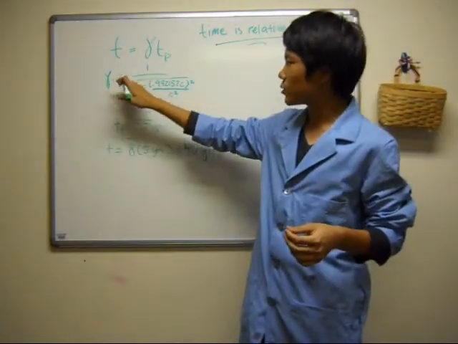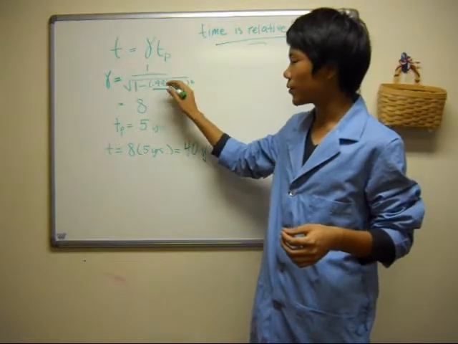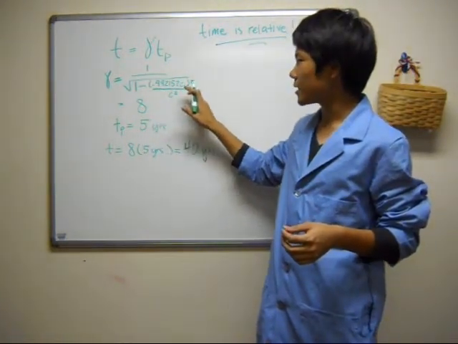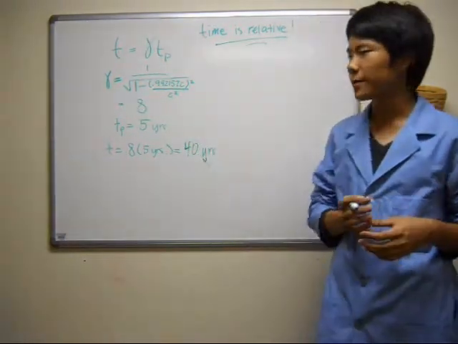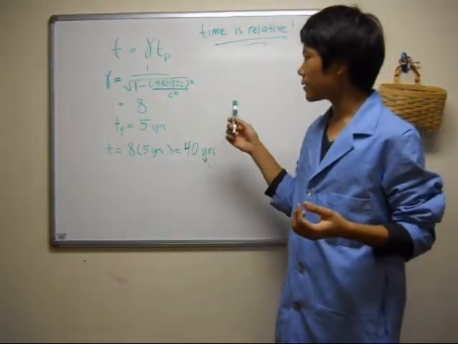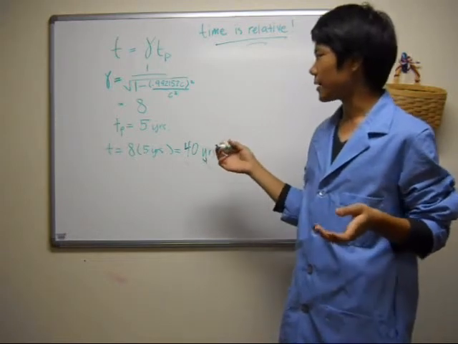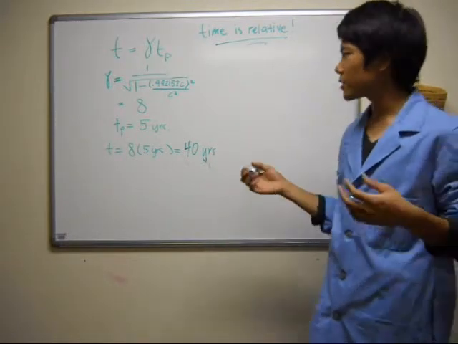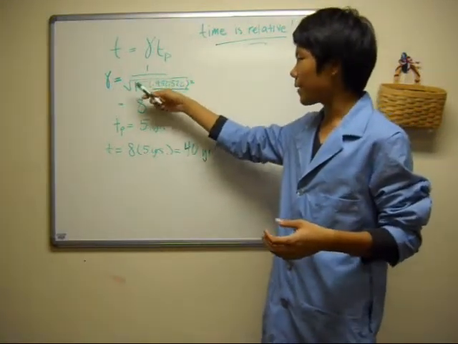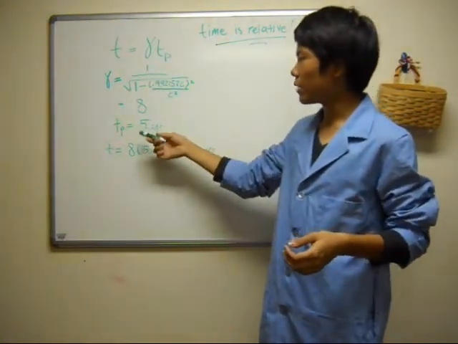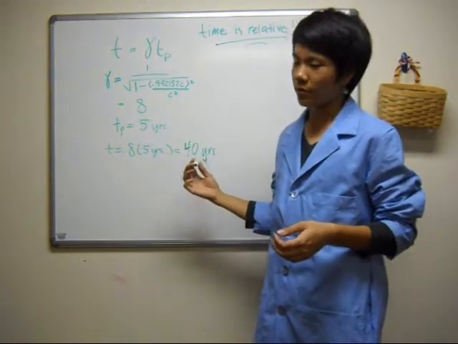Gamma is equal to 1 over the square root of 1 minus v squared over c squared, where v is the velocity of the reference frame and c is the speed of light. We know that the speed of the reference frame is 0.992157c, so it's just a matter of plugging that into the equation for gamma. When we do that, we get that gamma is equal to 8. And we already know that the proper time is equal to 5 years.